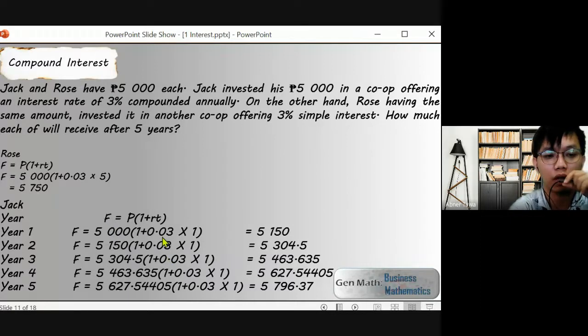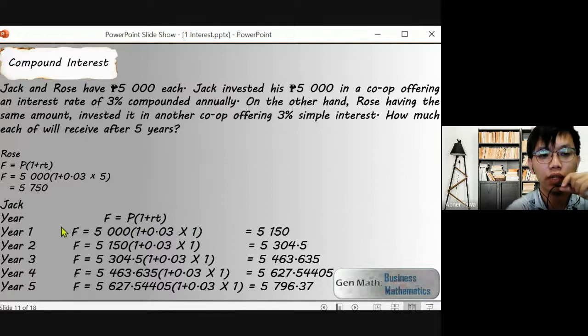long solving. So we have here year, that is year 1, year 2, year 3, year 4, hanggang sa 5th year kasi yun yung end ng kanilang investment. And then to solve for the future value every year, we're going to use the formula in solving future value of a simple interest. So we have here F, which is equals to P times 1 plus RT.